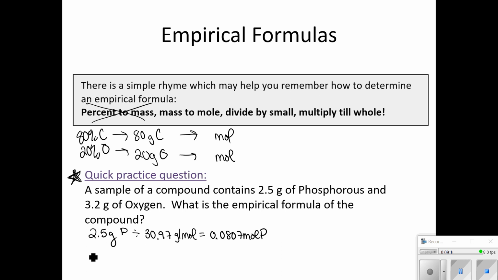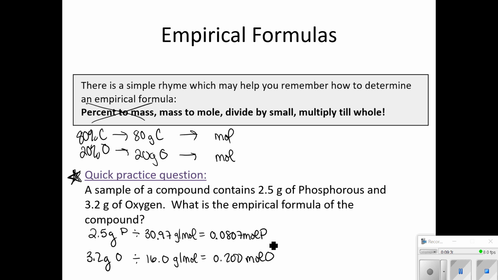And then for oxygen, we have 3.2 grams of oxygen atoms. This is just oxygen atoms. It's not oxygen gas, so it's O, not O2. And the molar mass is 16 grams per mole. So I've got 0.2 moles of oxygen. So I did mass to mole.